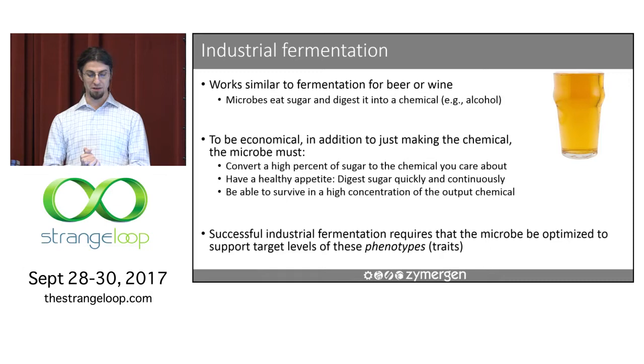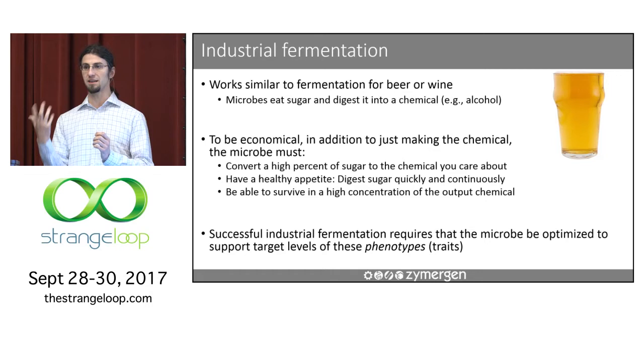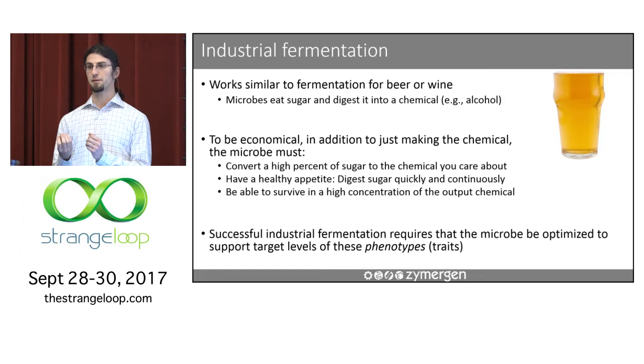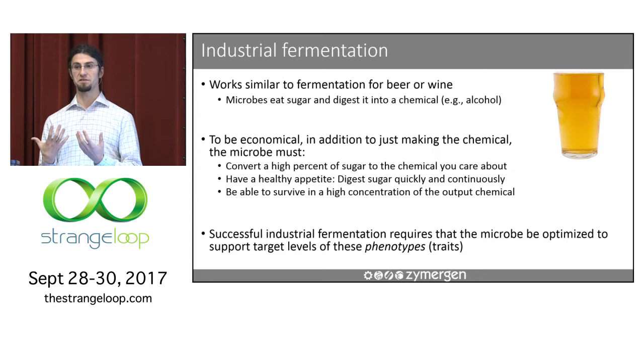The microbe also needs to have a healthy appetite. You want it to digest sugar hungrily and with continuous throughput, as opposed to sort of nibbling at the feedstock. And finally, we would like the microbe to survive in a high concentration of the output chemical. Beer fermentation switches off between 5 and 10% because the microbes effectively poison themselves with the alcohol. They can't tolerate a high alcohol environment.